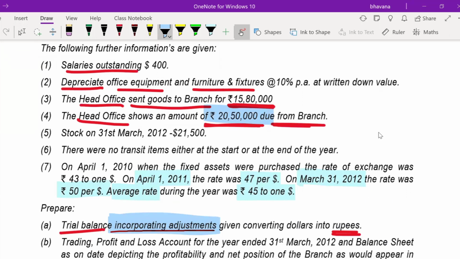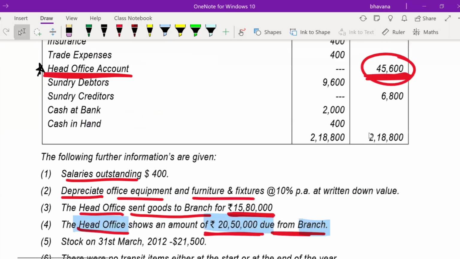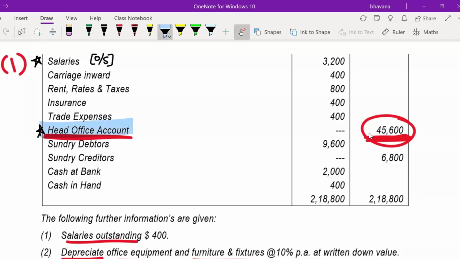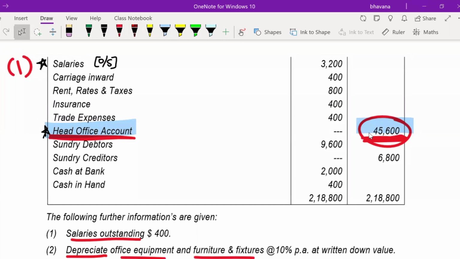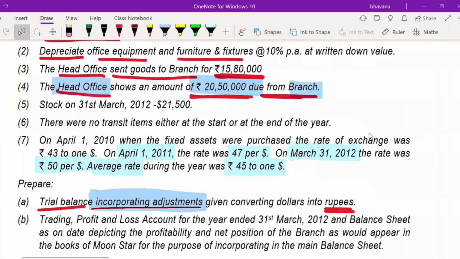This is also a direct conversion. In head office books, branch is 20,50,000 rupees. That means in the branch books, the head office will be $45,600. So direct conversion. Okay, next is closing stock.